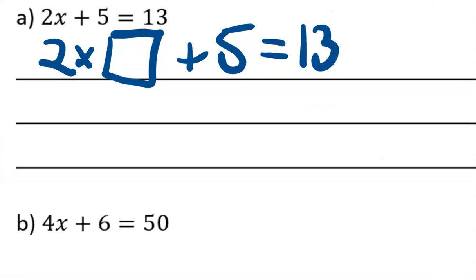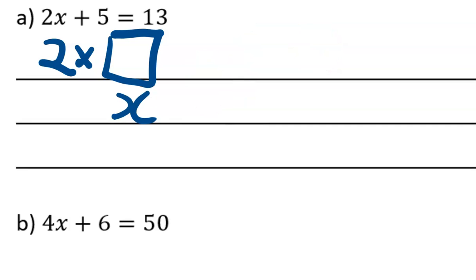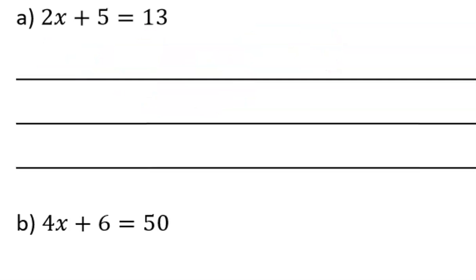Okay, so to do that, we need to get rid of this 5, we need to get rid of this 2, and we'll just be left with x equals a number. That's the goal, okay? So how do we get rid of a plus 5? Well, we get rid of a plus 5 by taking it away. So let's take 5 off both sides, okay? The opposite of adding 5 is subtracting 5. The opposite of multiplying is dividing. The opposite of adding is subtracting.